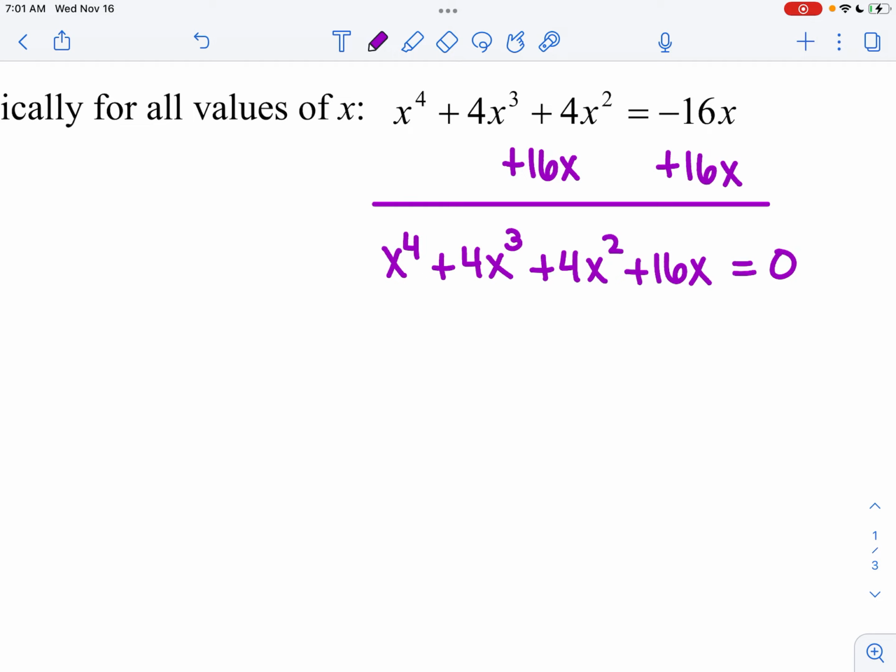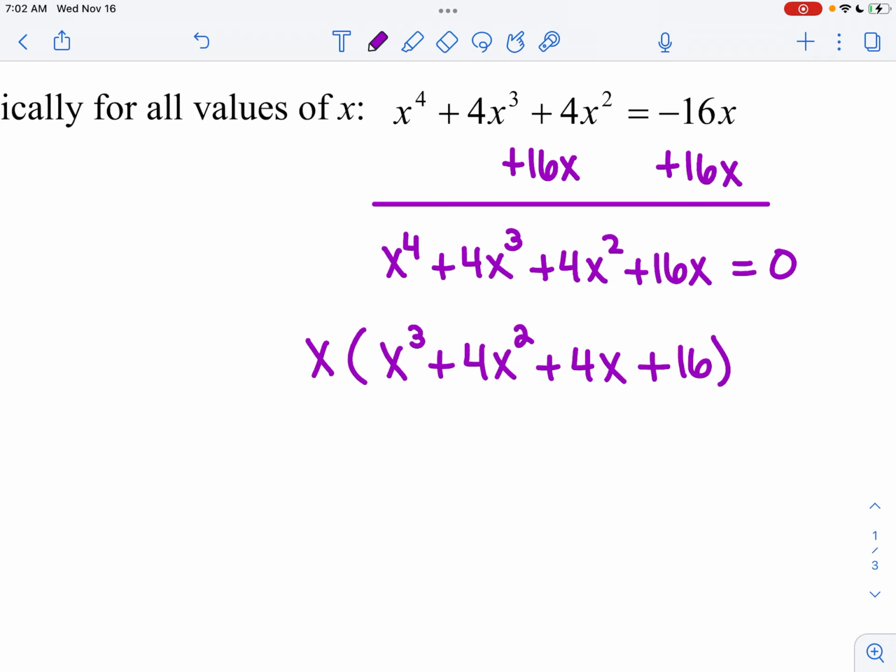So the first factoring method we should always consider when approaching any factoring problem is to look to see if we have a greatest common factor. So looking at these 4 terms, I can see that they all have an x in common. So I'm going to factor that out, and then I would be left with x cubed plus 4x squared plus 4x plus a constant of 16.